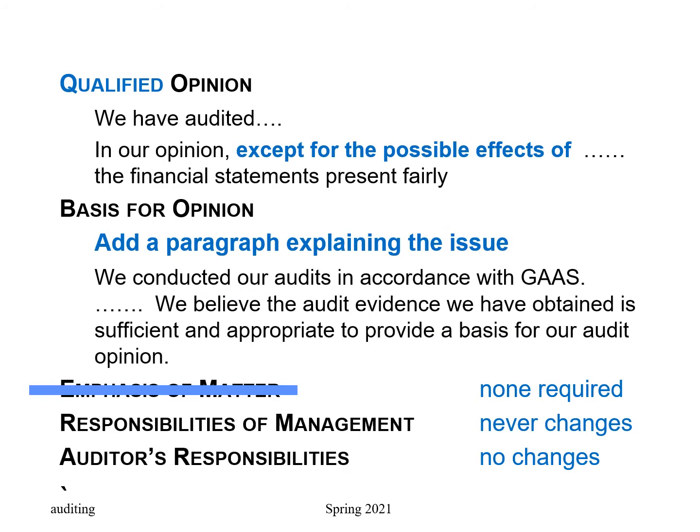Qualified opinion: first paragraph's unchanged. In our opinion, except for the possible effects of the matter discussed in the basis for opinion paragraph, everything else fairly presents. We're going to add a paragraph in the basis for opinion paragraph to explain the issue. Then we'll have our standard basis for opinion paragraph. We conduct our audit in accordance with generally accepted auditing standards. No need for an emphasis of matter paragraph. Responsibility of management section never changes. In this case, there's no need to change the auditor's responsibility section.